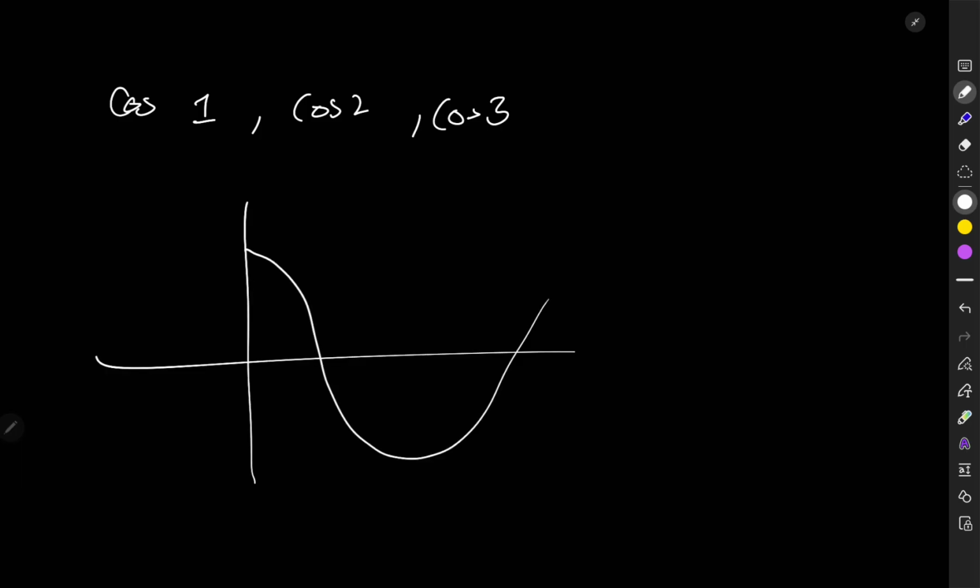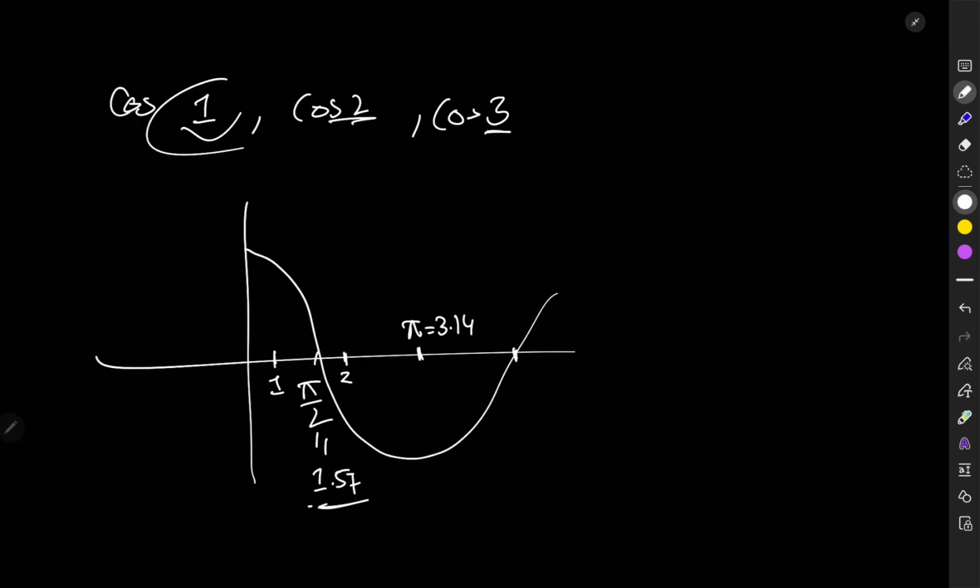Let me ask another question. Cos 1, cos 2, cos 3. Which is bigger? So again, draw the cos graph. It will be something like this, right? Here is pi by 2, which is approximately equal to 1.57, and here I'll get pi, which is 3.14. Now, where is cos 1? 1 is going to lie before this. So here will be 1, and 2 is definitely after, since pi by 2 is 1.57. So 2 will be here.